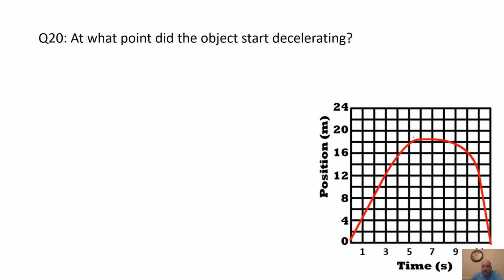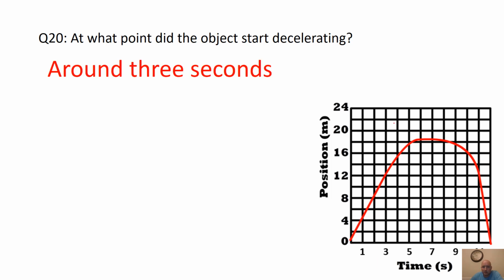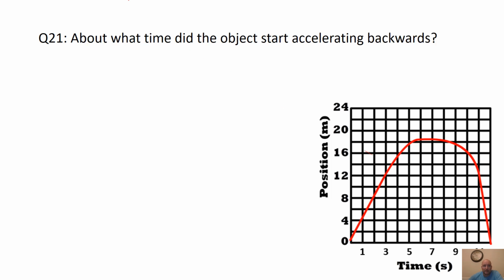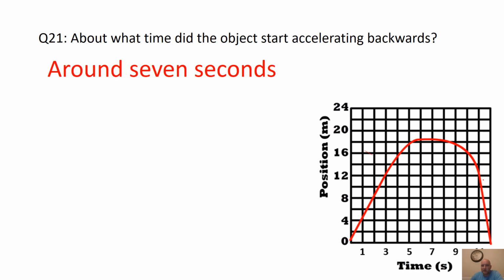At what point did the object start decelerating? Well, he's going at a constant rate, and then maybe around here, he started seeing a little curve down. Maybe around 3 seconds. And then lastly, about what time did the object start accelerating backwards? So they stopped at that 6, 7 point. I think maybe a little past 7, around 7, you start seeing it curving downwards and getting faster and faster and faster and accelerating. So you're going in a downward direction, so you're going backwards. And then it's curving downwards, so the slope's increasing in a negative direction around 7.